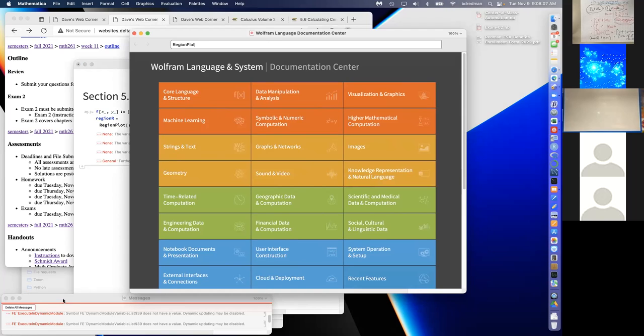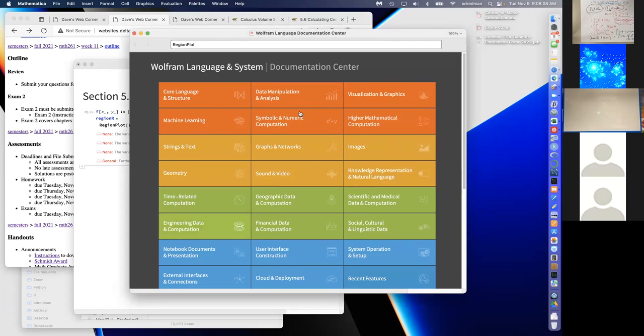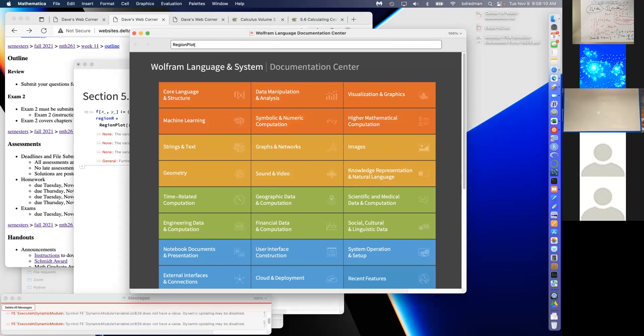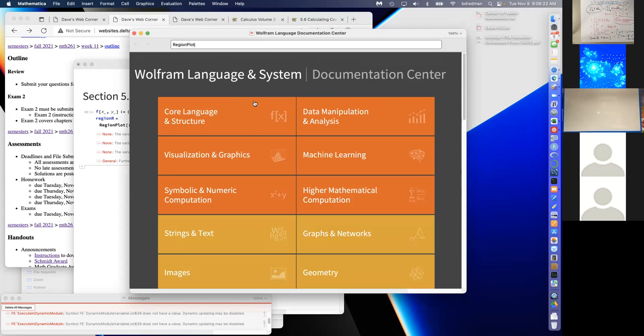And get rid of those error messages. Why doesn't it like this? Does not have a value. Dynamic updating may be disabled. Okay, so we got an issue right here.